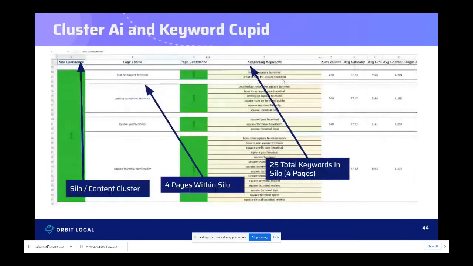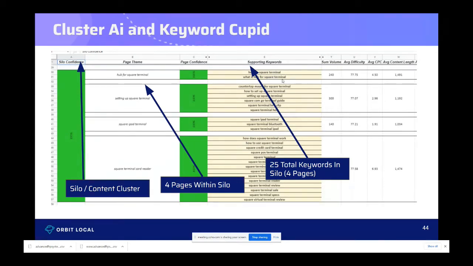I use a tool called Keyword Cupid to do this. So here's another example of how this works. What this tool does is it'll take all the keywords that you want, and then group them together into silos. So it talks about your main content cluster. It'll group them all up.